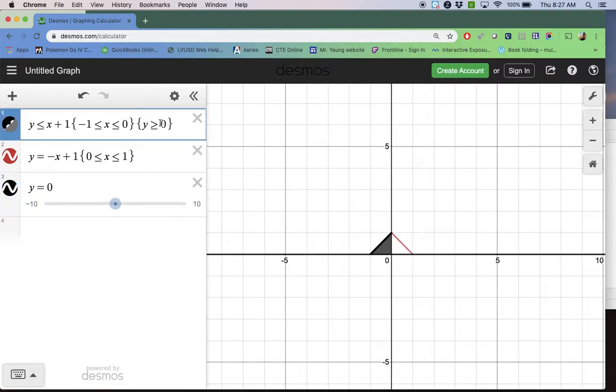So when we said that it's greater than 0, it means that the shaded area has to be above the 0, or the x-axis. We can also make it 0.5, and it gives us a little bit smaller of a line, which means that the house gets smaller and smaller. So that's how we make a section.